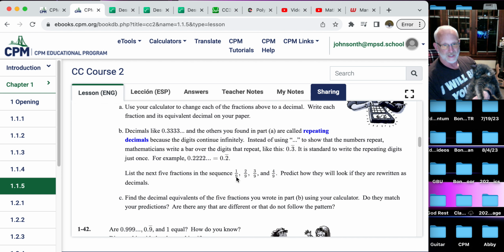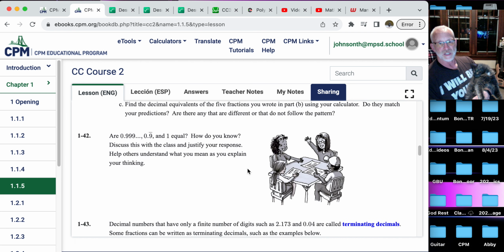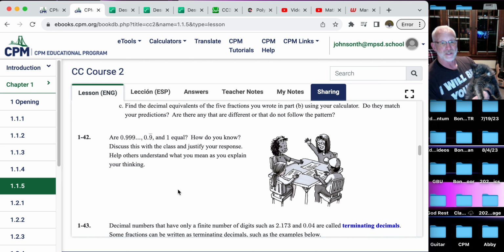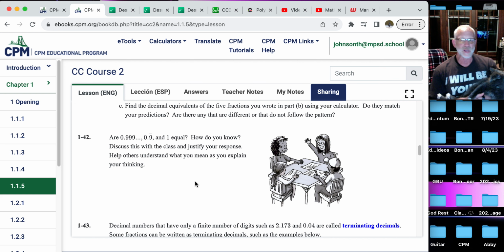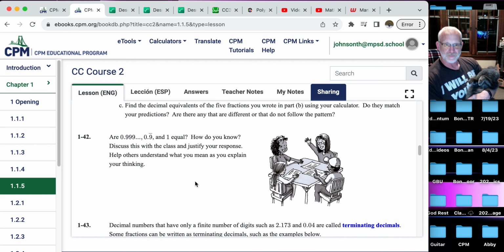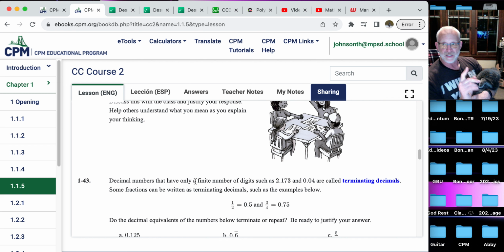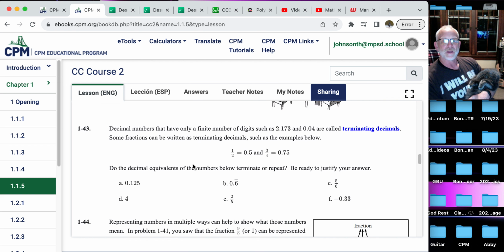Then they said, list the next 5 fractions in the sequence and predict how they will look. And the kids went 5 divided by 9, 6 divided by 9, 7 divided by 9. And then we found the decimal equivalents of the 5 fractions. This came up: is 0.99 repeating, or 0.9 repeating, and 1 equal? And how do you know? Okay, that's a long process. That one question we could probably spend all 56 minutes working on. But because it's 10:53 at night, I'm glossing over it.